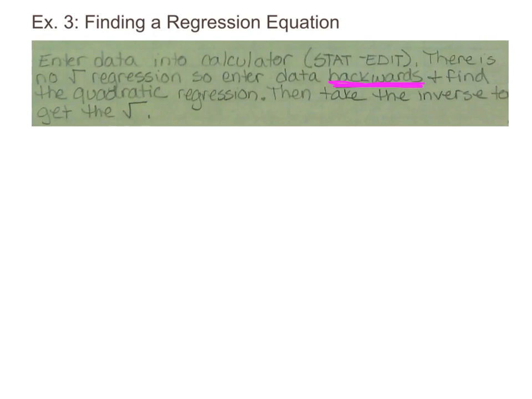So, if you go in your calculator now, remember the x's were the bacteria, so we're going to put the bacteria in the y column, and we're going to put the temperature in the x column. Okay, and you've already got this written down in your notes, so I'm not going to rewrite it, but the x's will be the temperature, the y's will be the bacteria. Then you're going to hit Stat, Calc, Quadratic Regression, and here's what you should get.